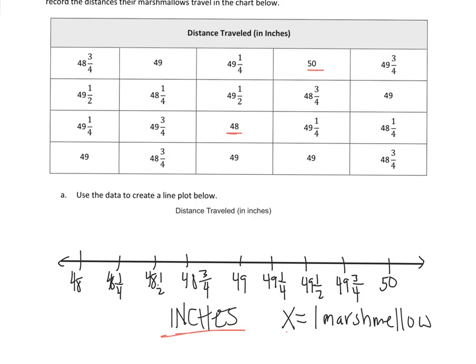So now, I'm going to move my title up, and I'm going to figure out how many of each distance was in there. Meaning, if I want to take a look at 48 first, I see that there's one 48 there. So I'll put 1 x. And then if I look for 48 and a quarter, I see that there's two of them. So I'm going to put 2 x's. So I'm going to go through and fill mine in.